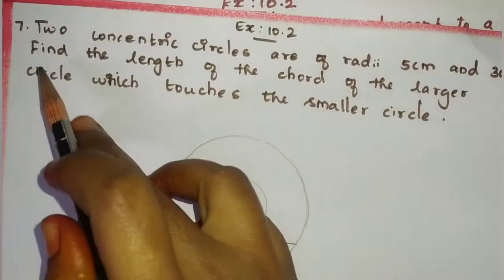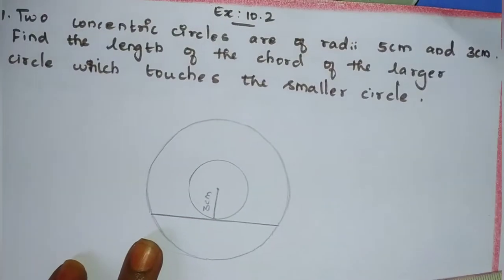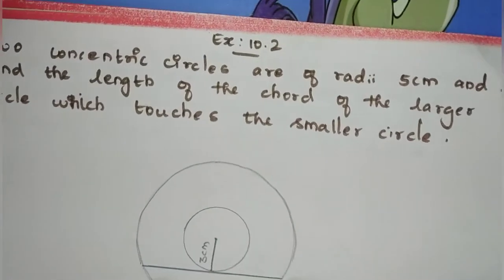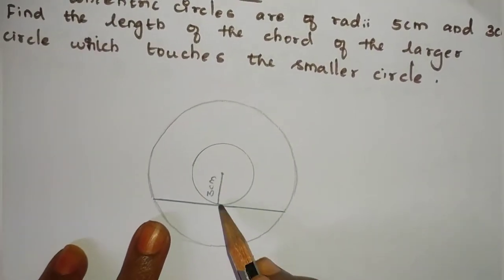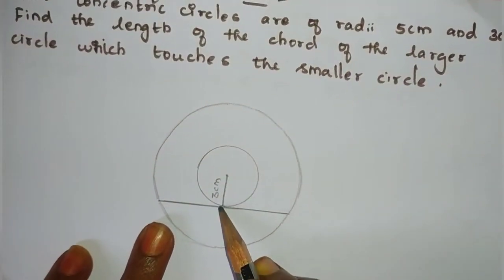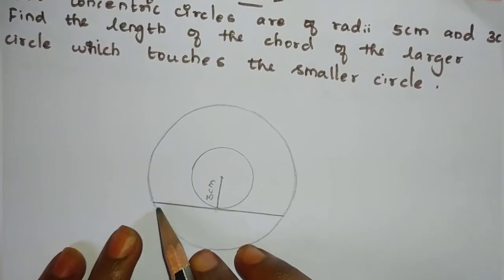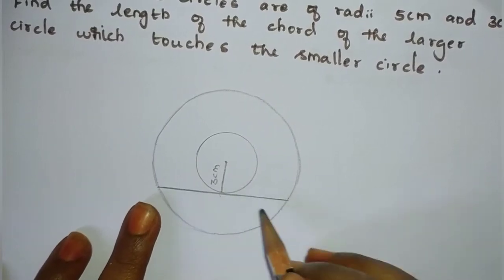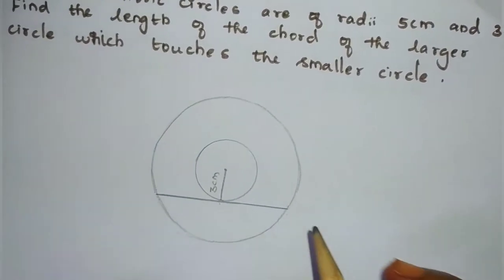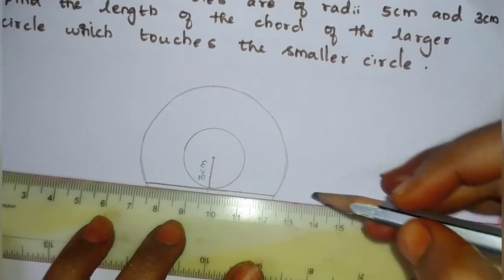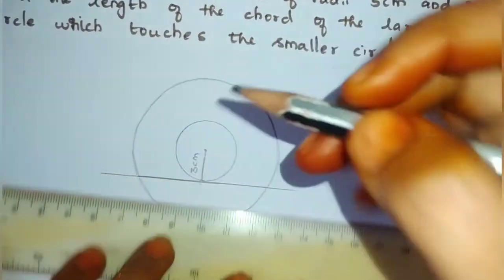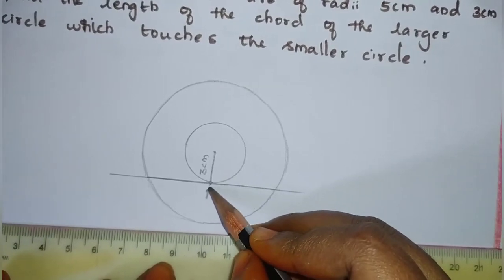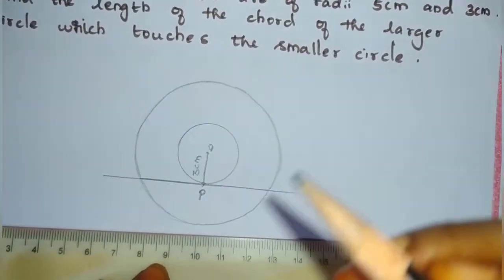Now what you have to find, children? Find the length of the chord. For this chord you have to find the length of the chord of the larger circle which touches the smaller circle. For the smaller circle, this line will be, can you tell, children? This line will be a tangent because this is the point of contact P.